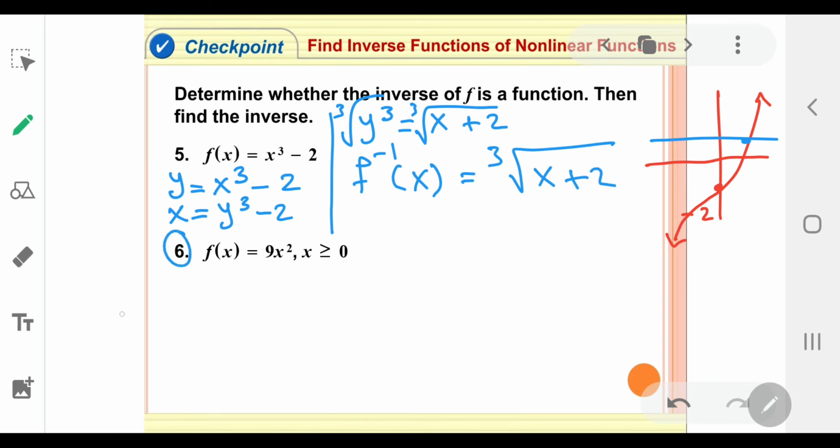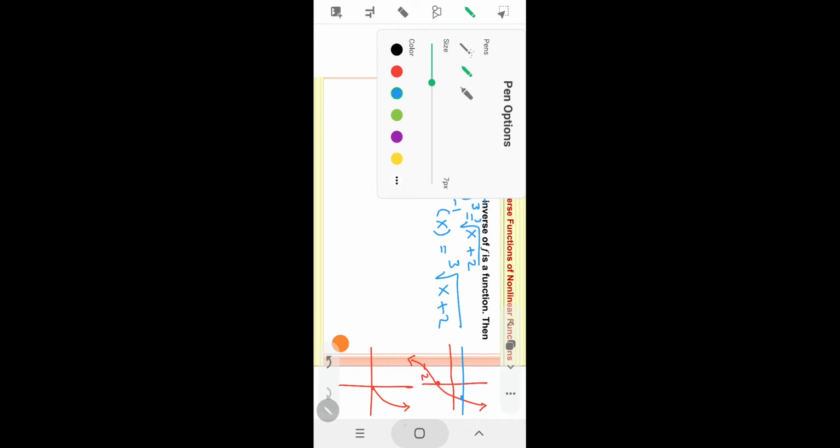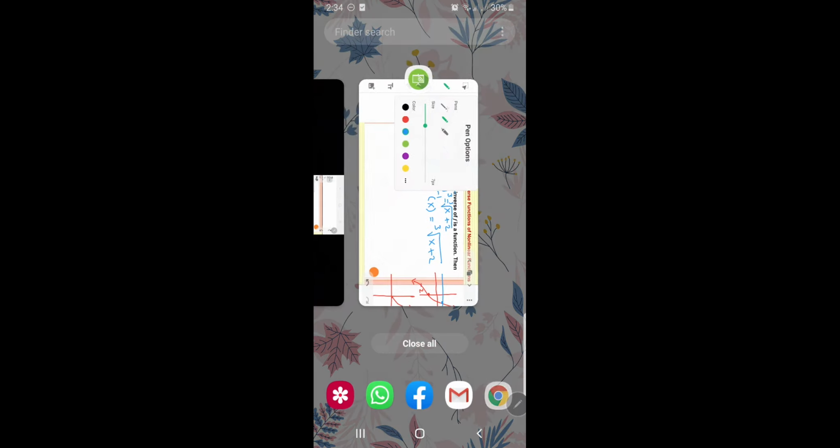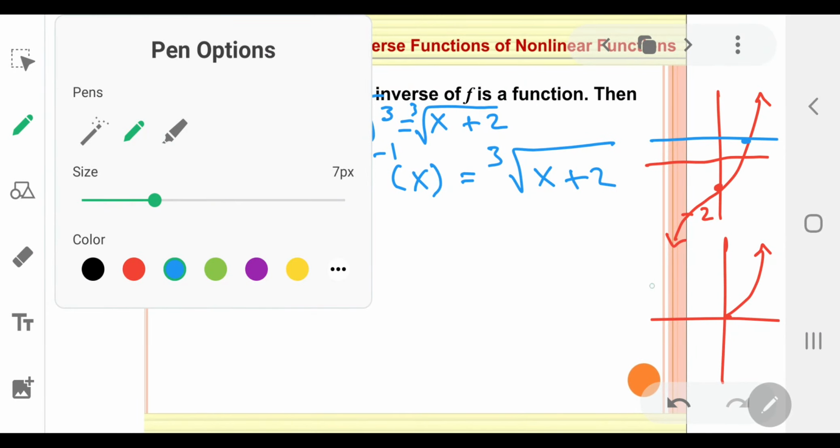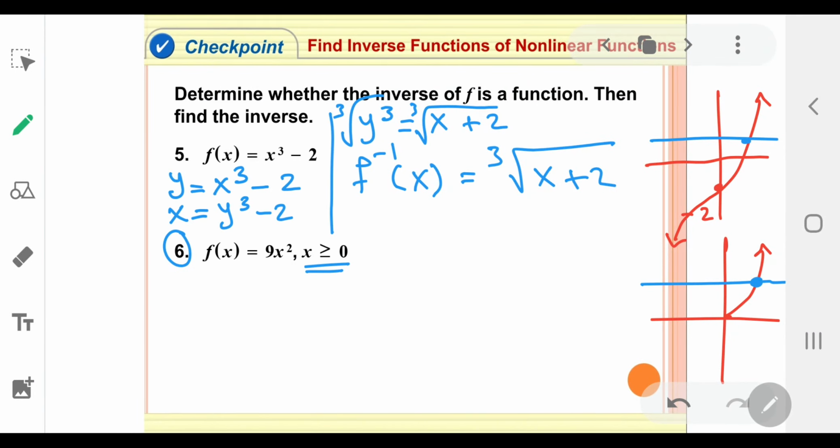Number 6, again, it's half a parabola because x is greater than or equal to 1. So if you try to do a sketch of the graph, again, it's half a parabola. When you try to use the horizontal line test, it will cross in one point only, so yes, its inverse is also a function. Let's rewrite using y, switch x and y, and now solve it for y.